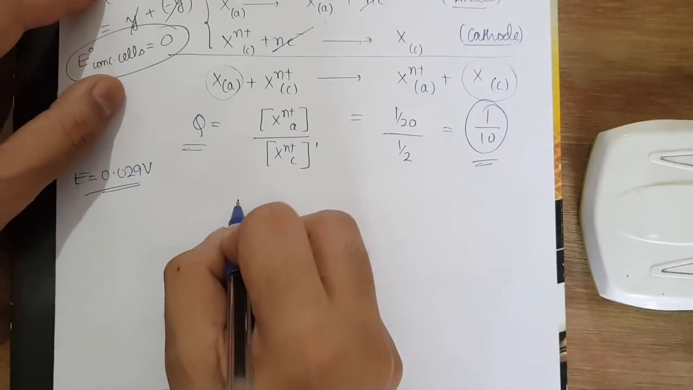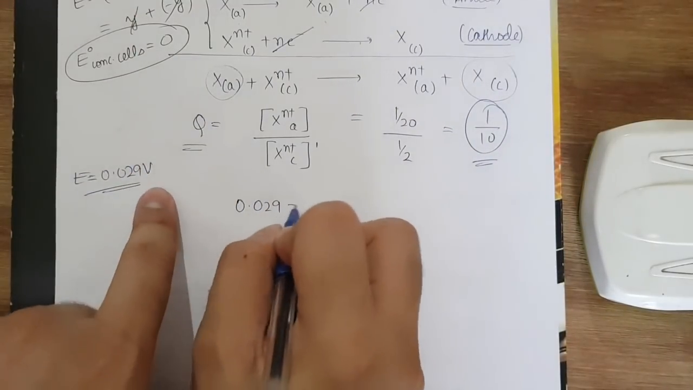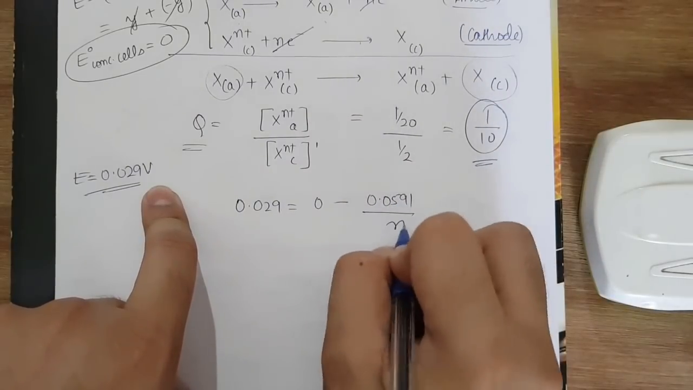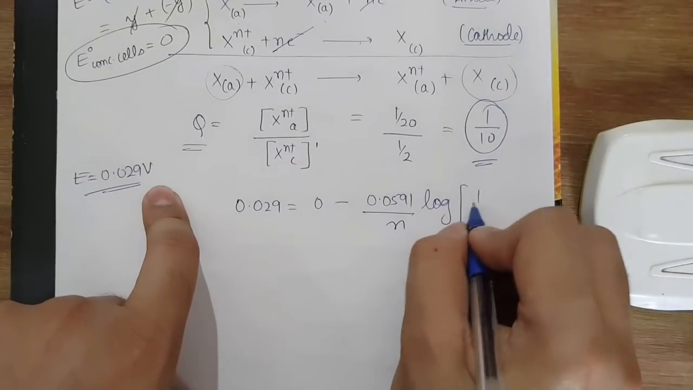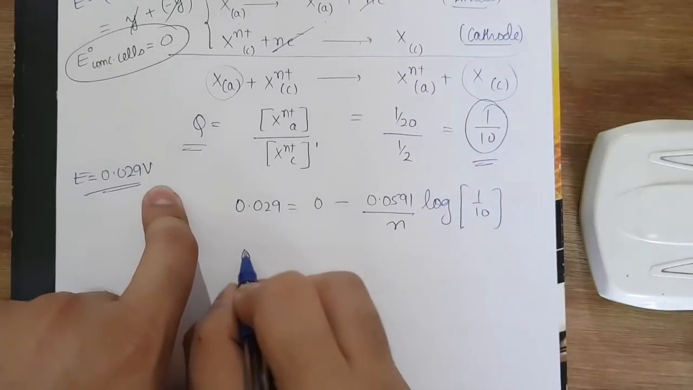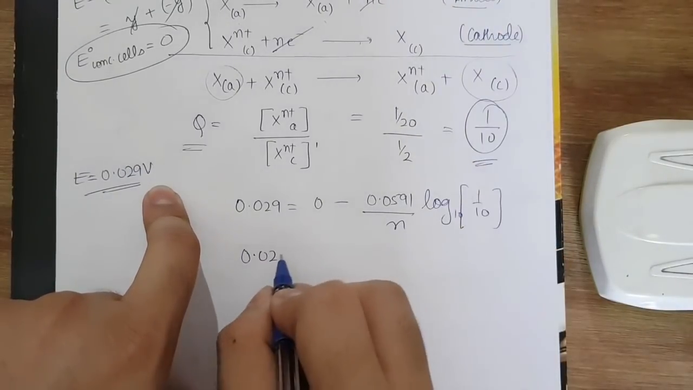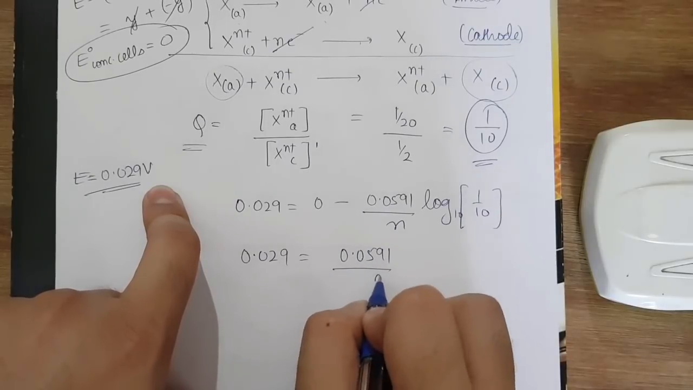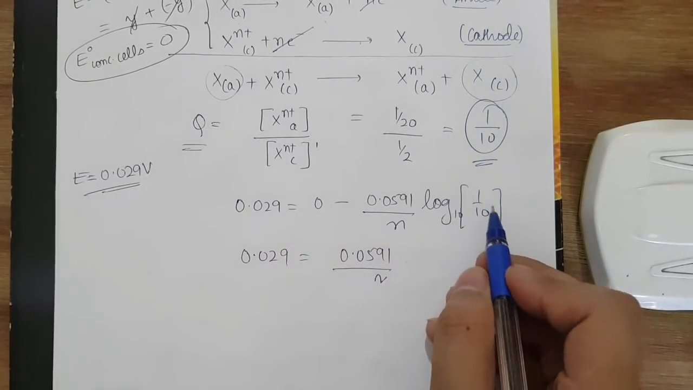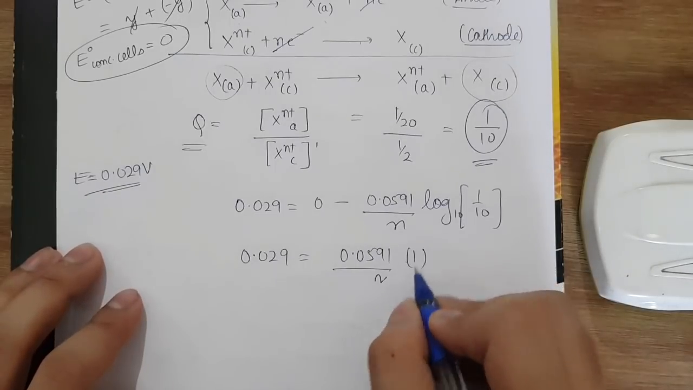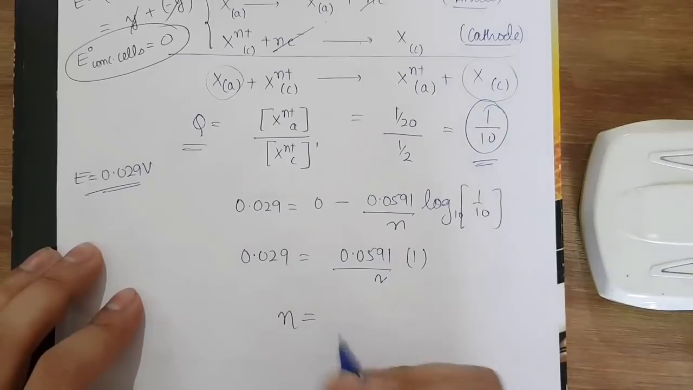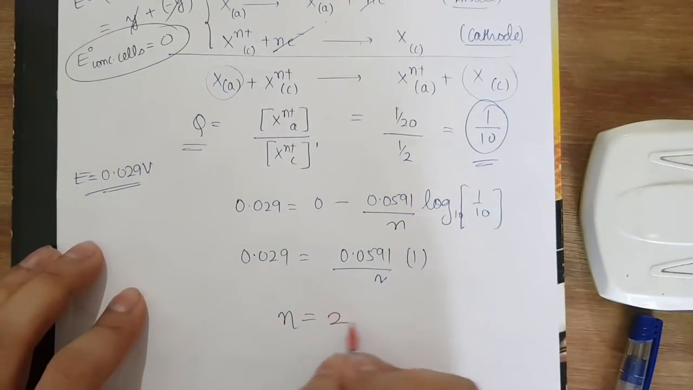So we have E equal to 0.029, which is equal to E naught minus 0.0591 upon n log of 1 by 10, to the base 10. So 0.029 is equal to 0.0591 upon n into log of 10 to the base 10, which is equal to 1. The minus sign has been reversed by 10 raised to power minus 1. So n from here comes out to be equal to 2.